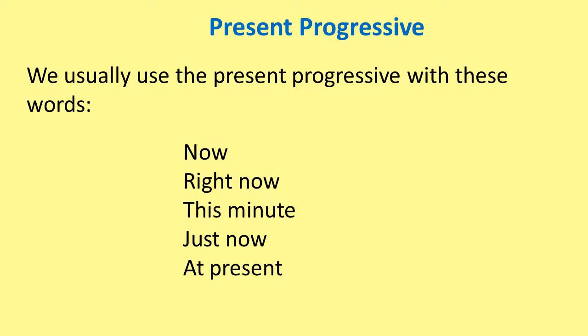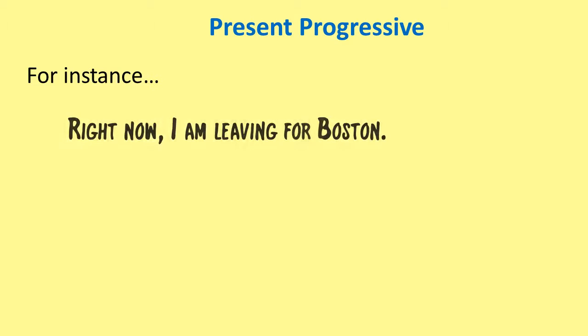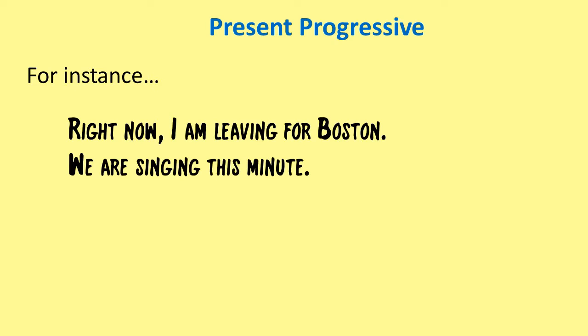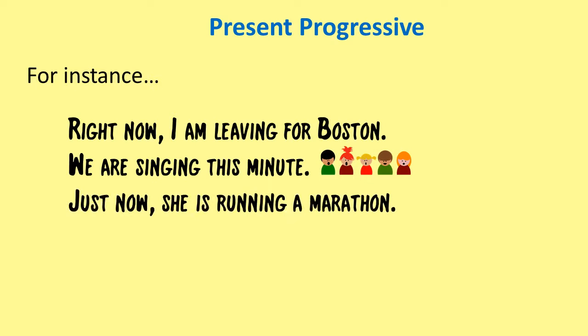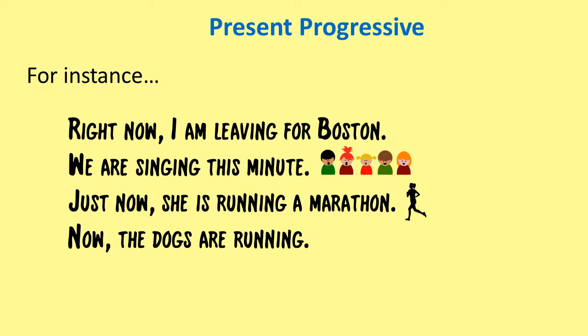We usually use the present progressive with these words: now, right now, this minute, just now, or at present. There are other words as well, but these are some of the main ones. So, for instance, right now, I am leaving for Boston. We are singing this minute. Just now, she is running a marathon. Now, the dogs are running.